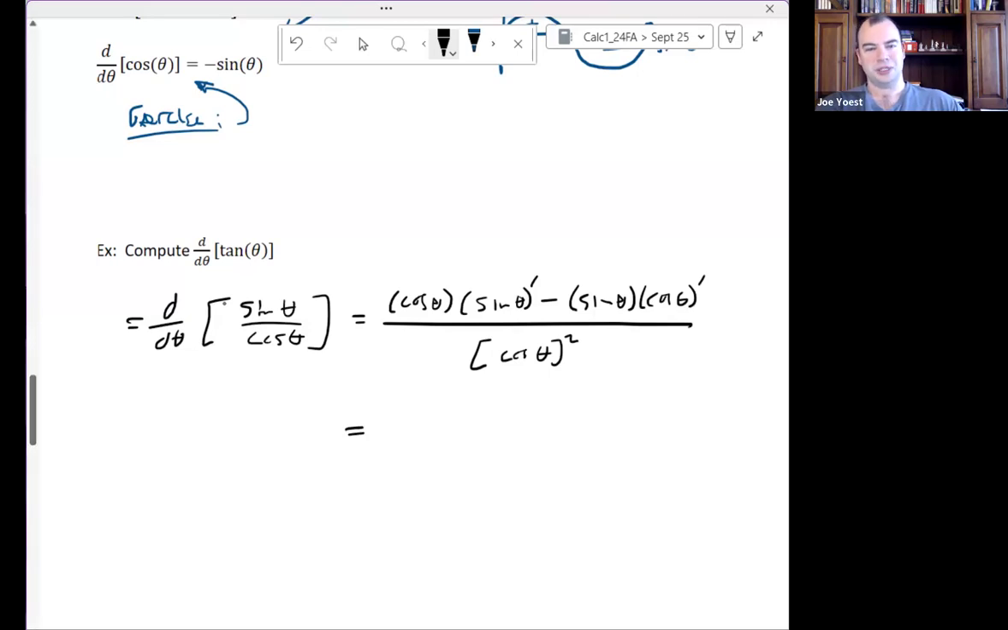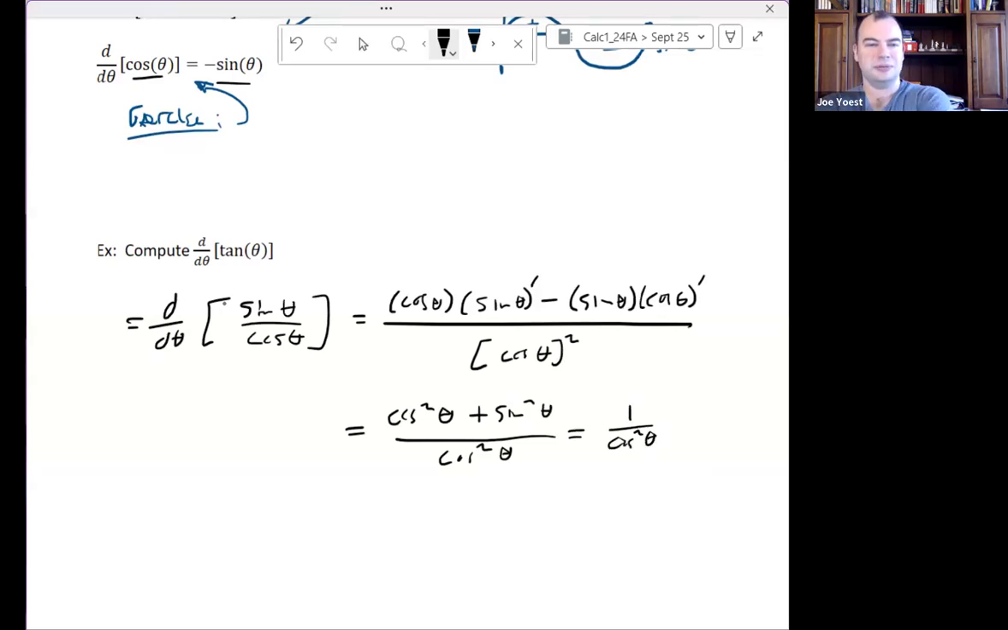The derivative of sine is cosine. So I have cosine theta times cosine theta, minus sine theta times the derivative of cosine, but the derivative of cosine is negative sine theta. So that's plus sine squared theta, over cos squared theta, or this is just 1 over cos squared theta. And we can choose to write that as secant squared theta. So the derivative of tangent is secant squared.